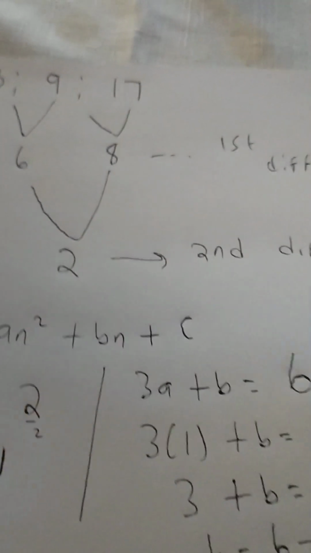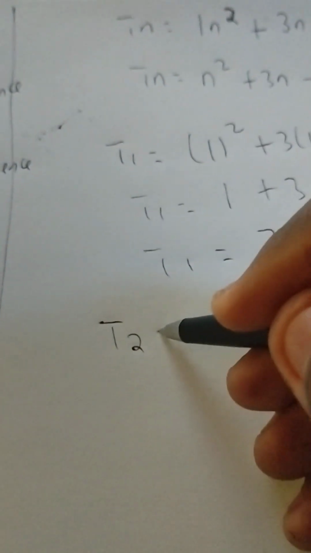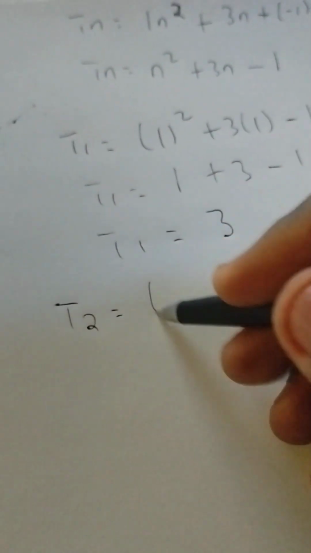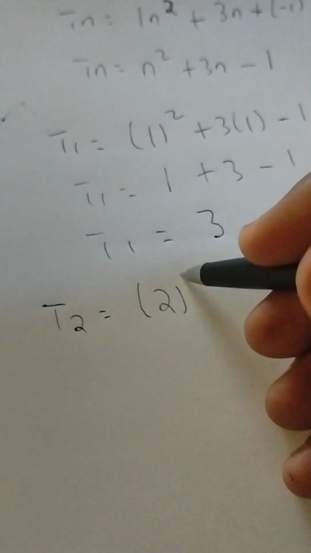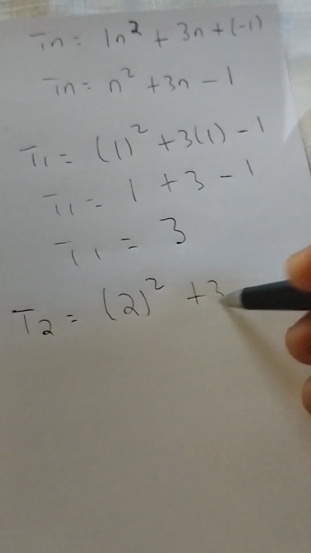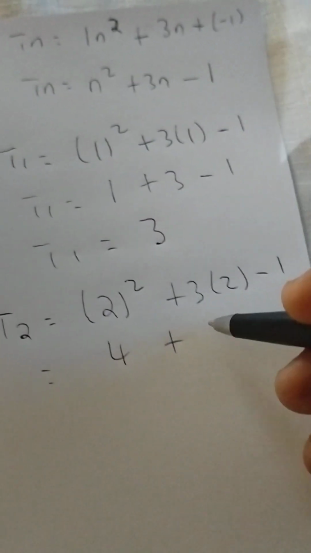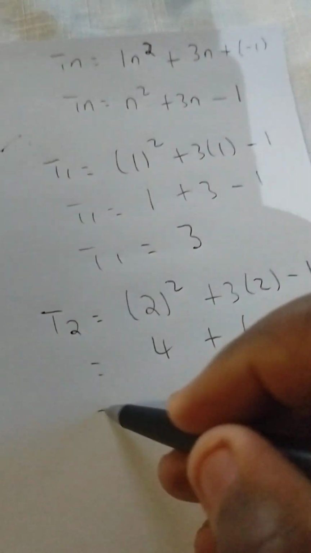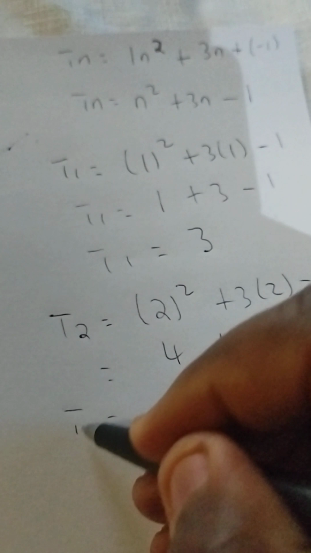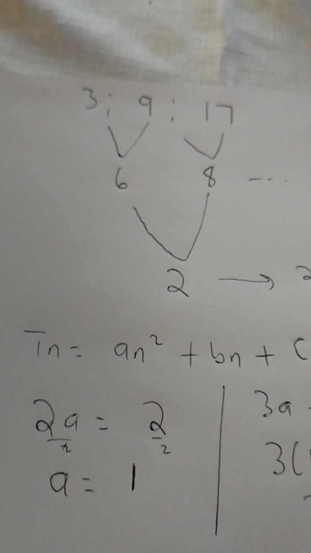Then I go and test to see if T2 would also correlate. Wherever I see n, I'm going to put 2. It should be 2 squared plus 3 times 2, minus 1. So what is 2 squared? It's 4. 3 times 2, it's 6, minus 1. So this will be 4 plus 6, it's 10. 10 minus 1, it's 9. So my T2 is 9.